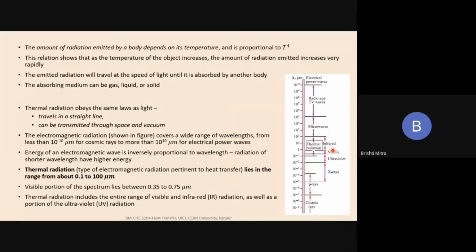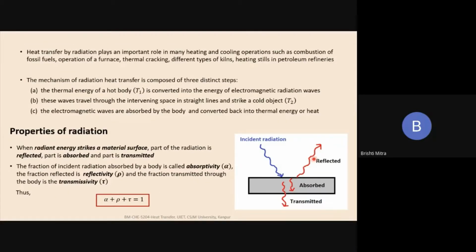And then we discussed a little bit about electromagnetic radiation, and where in this whole range of electromagnetic radiation thermal radiation falls, which is what we are involved in when it comes to radiative heat transfer. Then we talked about the different properties of radiation, where we said that if there is an incident radiation, or irradiation as we called it in a later class, part of this energy is reflected, part may be transmitted if it is a non-opaque object, and part of it can be absorbed. And the summation of these three, absorptivity, reflectivity, and transmissivity, is equal to 1.